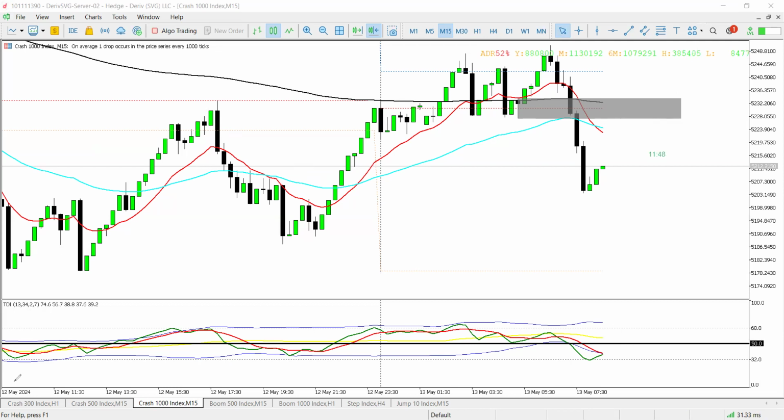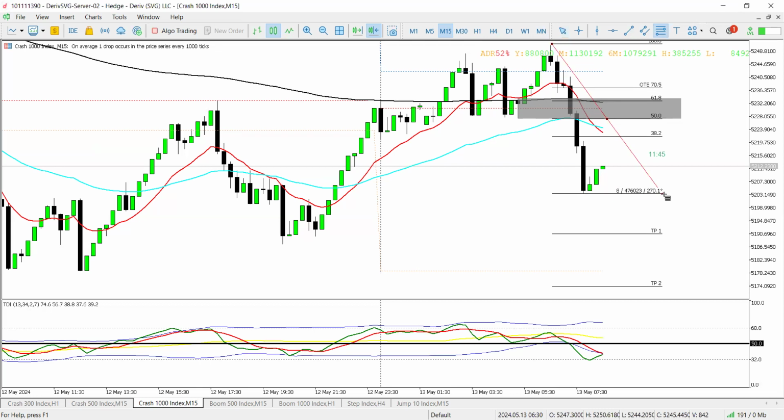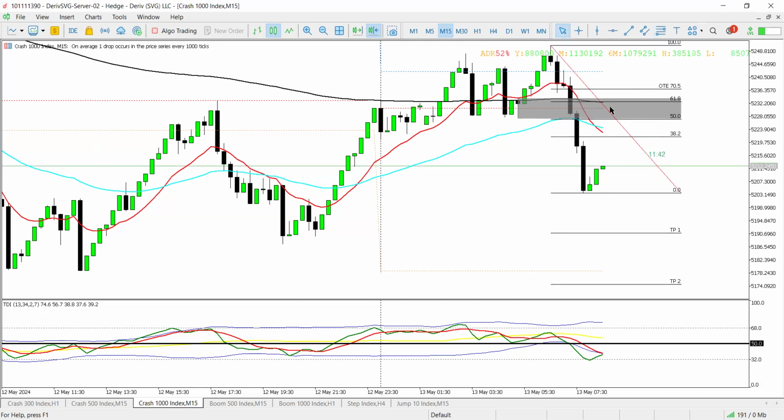We can also run a fib, seeing that we have a nice impulsive move. Now you can run your Fibonacci there. We wait for a retracement into the 38.2, 50.0, 61.8, or 70.5 zones. All those areas are lining up with one, this first point of interest, two, this second point of interest, three, the fair value gap in the order block, and number four, this tiny order block right there. So basically, this is how you need to approach the market, especially if it's trending, right?